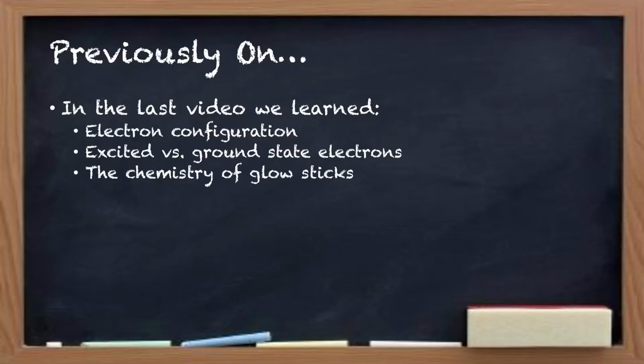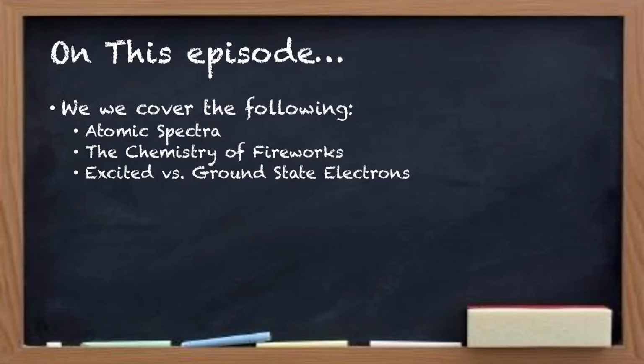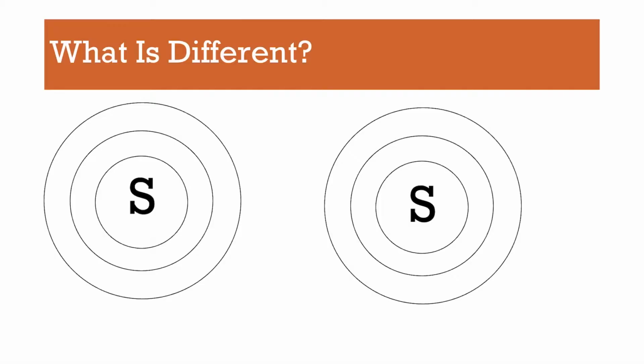In the last video, we talked about electron configuration, excited versus ground state electrons, and how glow sticks glow. In this video, we're going to talk about atomic spectra, what it is, the chemistry of fireworks, and we're going to continue working on excited versus ground state electrons.